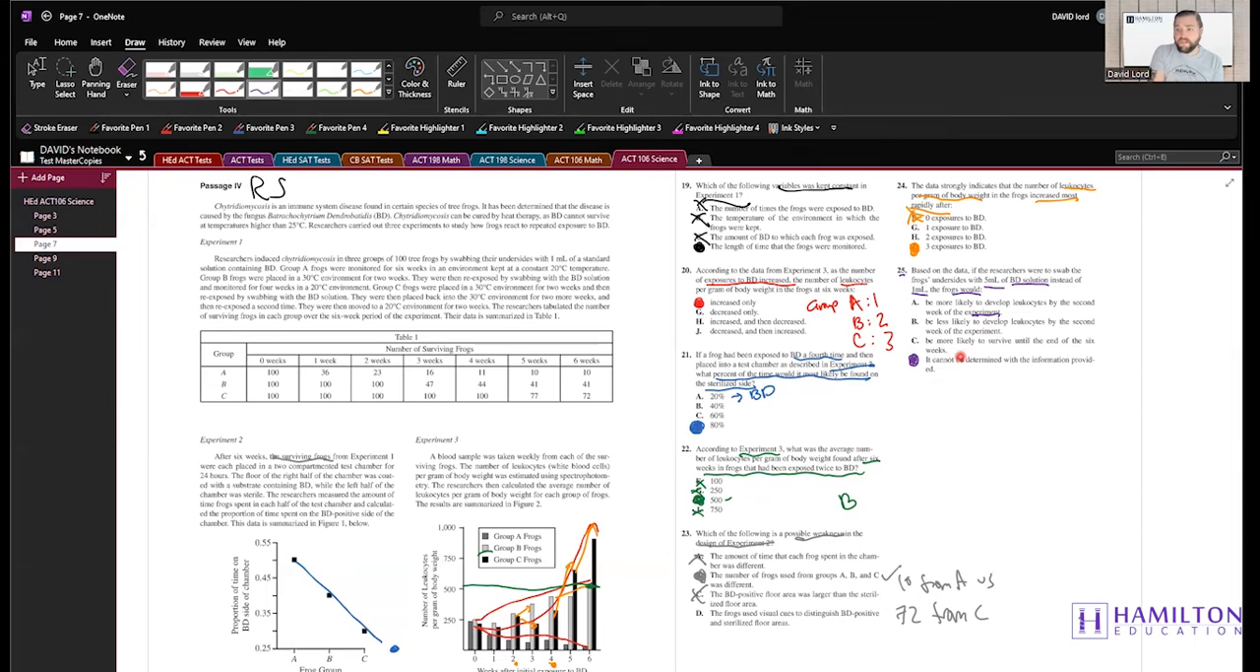If D was not here though, I'd probably be debating between A and C, because it's kind of the idea that the more times it was exposed, the longer it lived. So hopefully that gives you some clarification on 25, where both A and C are tempting answers, but probably the best answer for the question is D.